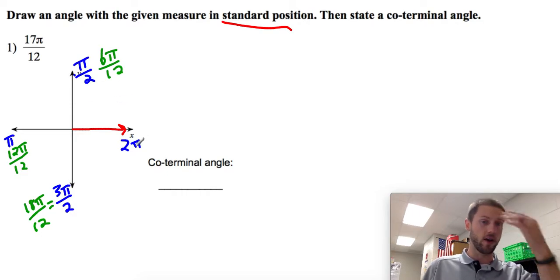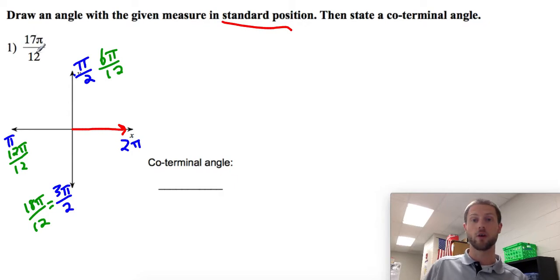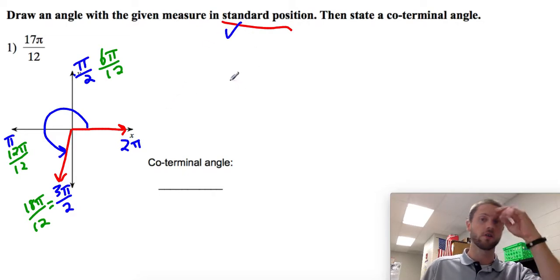Now that I have this broken down, I'm going to stop here because I've got 17 pi over 12. So it's going to fall between 12 pi over 12 and 18 pi over 12, and that's going to be pretty close to this 18 pi over 12 right here. So I'm going to position that like this. And to show that I've opened up in that positive direction, I'm going to draw a little arrow that shows that I'm rotating in the positive direction over to 17 pi over 12. So check, draw an angle, done.